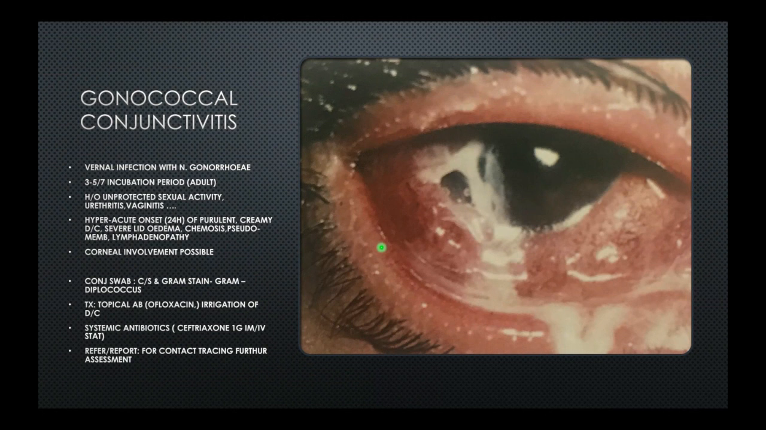And remember that these patients, because it's a sexually transmitted disease, can actually also have a vaginitis or a urethritis. So you can check that out in your history as well. And it's one of the diseases that you have to do contact tracing for. So it's a public health disease, it's a risk, so you have to report that disease as well.